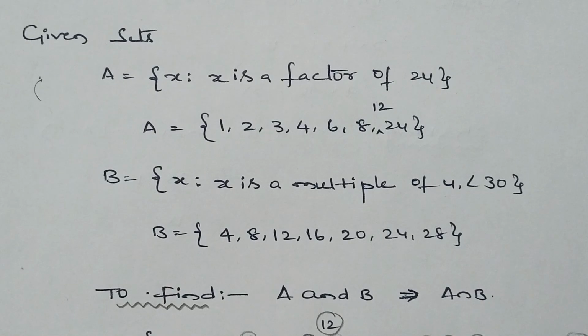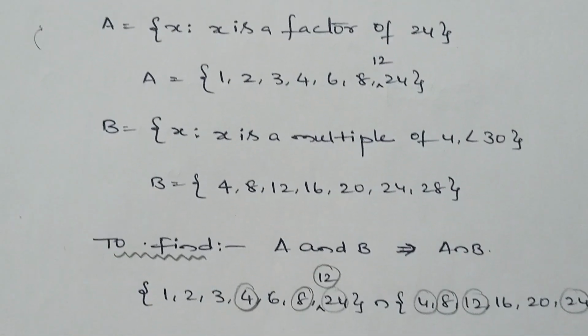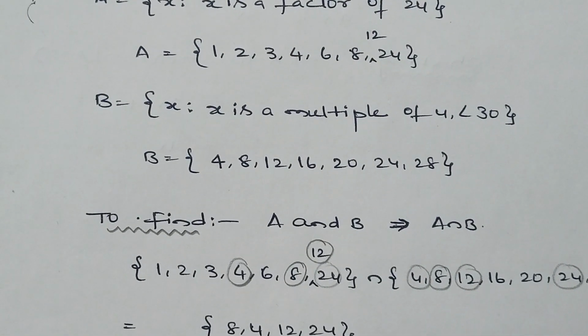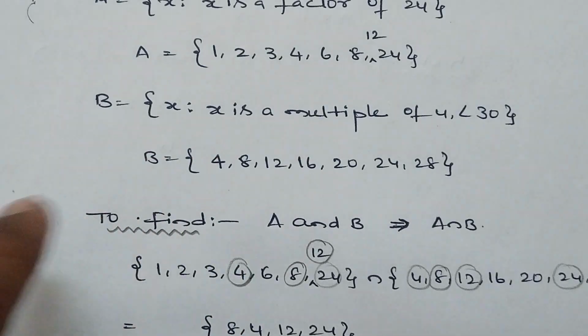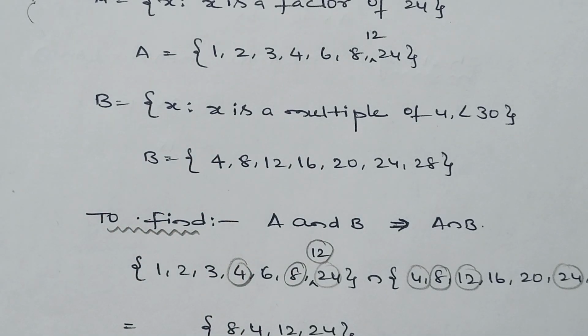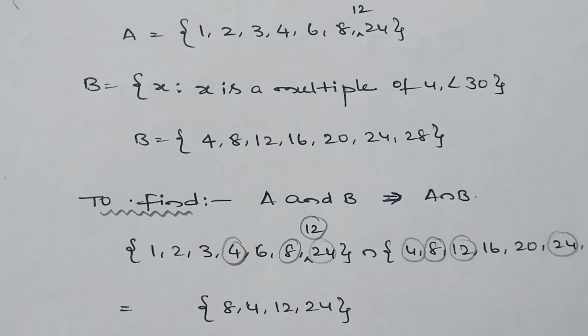Okay, now what do we need to find here? We need to find A and B, that is A intersection B. So first of all, identify the repeated terms from both the sets. 4 is repeated in both, 8 is repeated, 12 is repeated, 24 is repeated. Therefore 4, 8, 12, 24 are the common elements from both the sets.